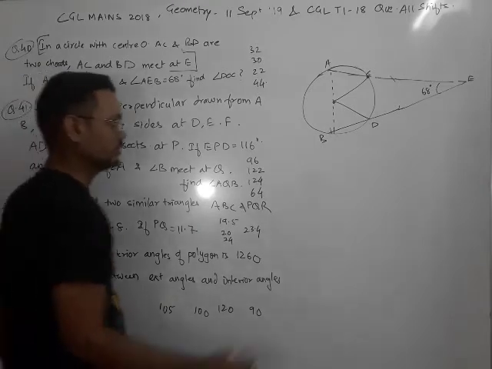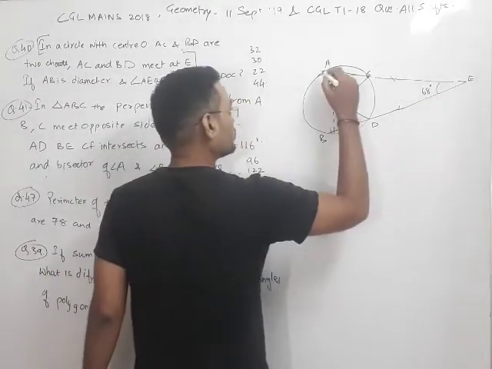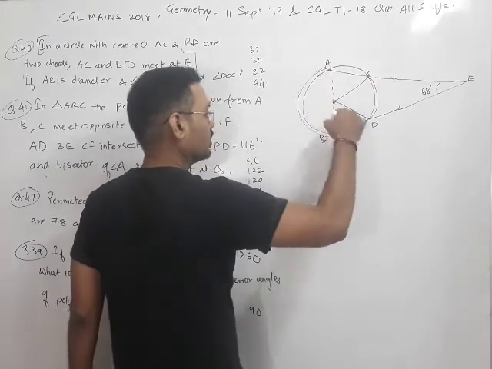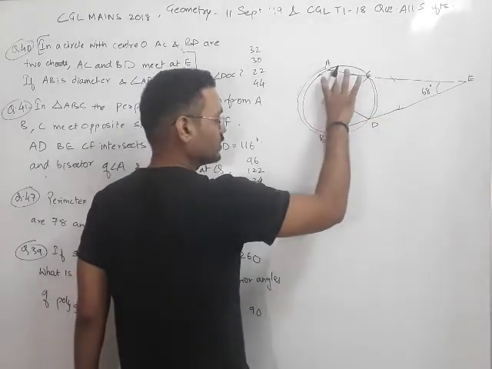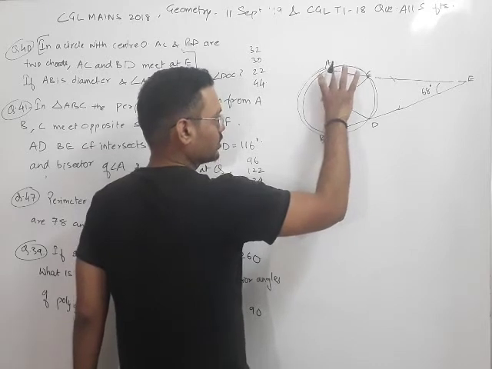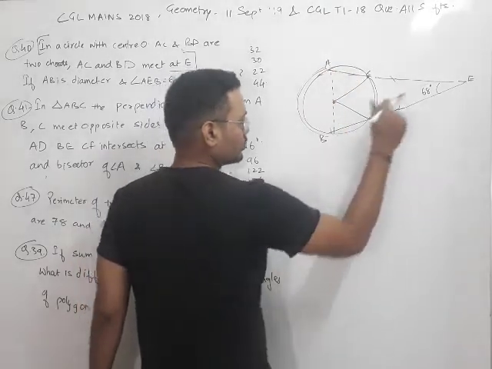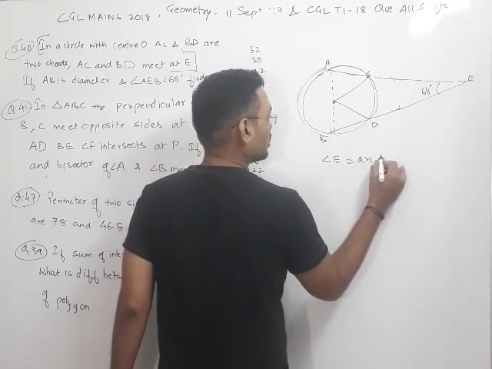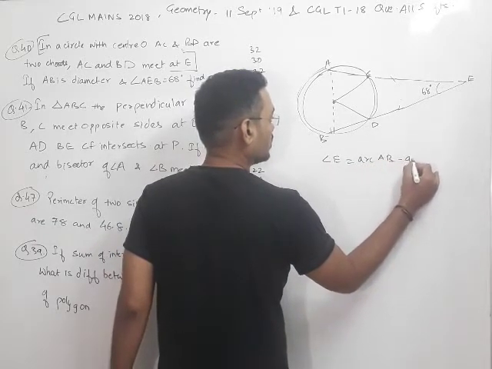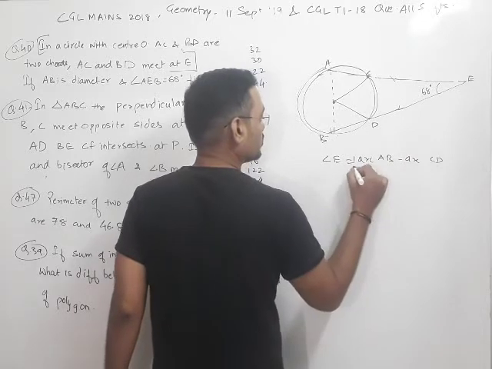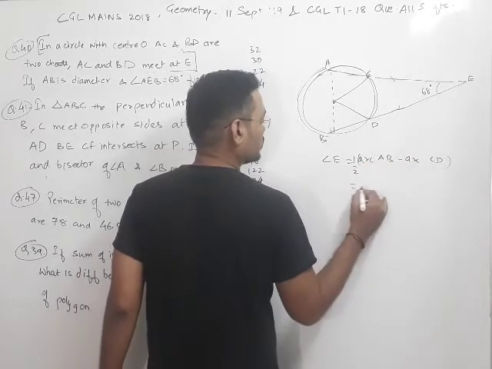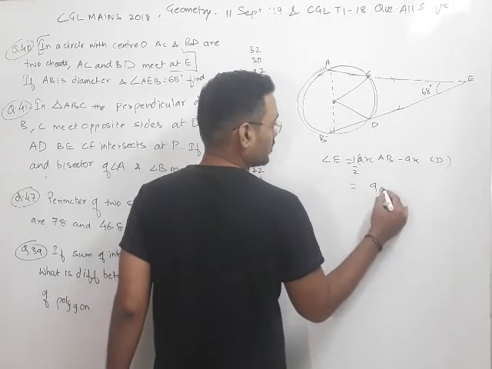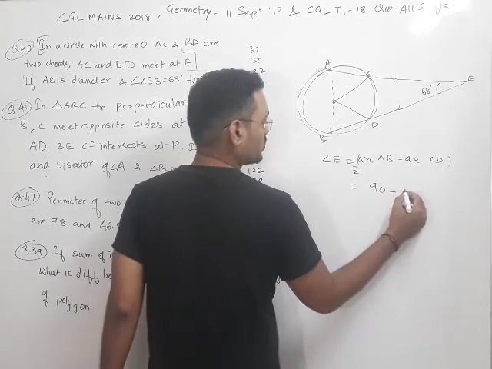Just now we discussed that this angle is equal to half of this arc minus this arc. Now you are understanding the relevance of giving AB as diameter, because this is 180. So angle E is half of arc AB minus arc CD, which is 90 minus half of arc CD.